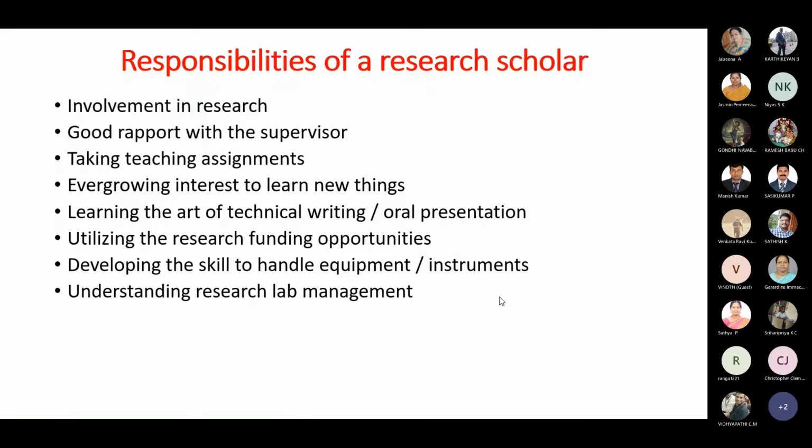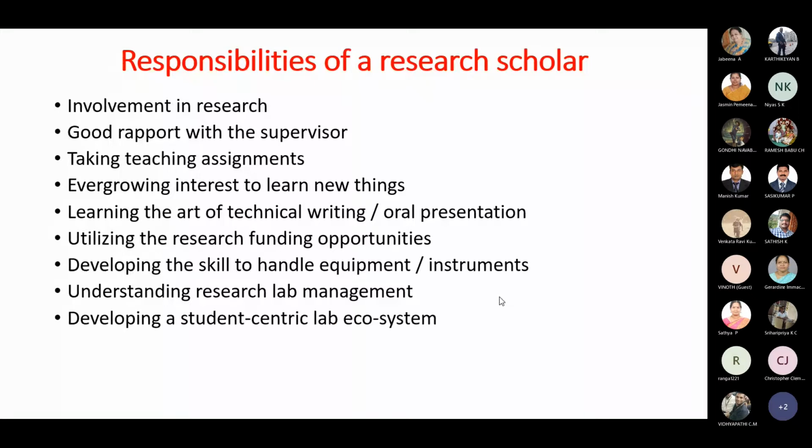Understanding research lab management. Anyway, your supervisor may be running a big lab. Are you going to manage the lab? Are you going to manage the cleanliness of the lab? Are you going to keep the stocks properly? These are the skills, you see, right? So when you say research, I say writing publications alone, writing some technical paper alone, is not research. Developing these capabilities is also research.